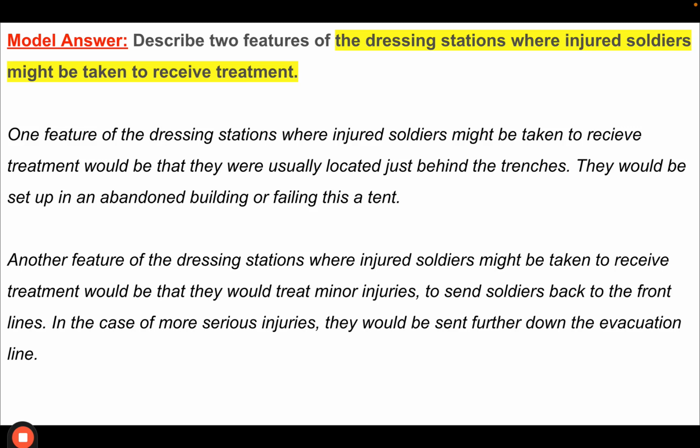Another feature of the dressing stations where injured soldiers might be taken to receive treatment would be that they would treat minor injuries to send soldiers back to the front lines. In the case of more serious injuries, they would be sent further down the evacuation line.